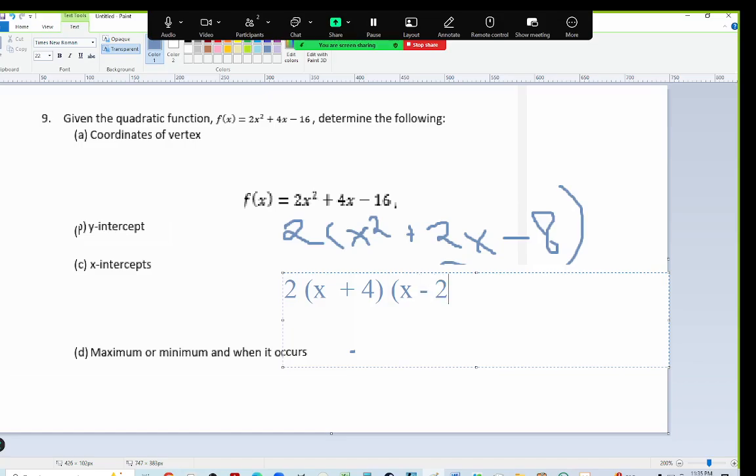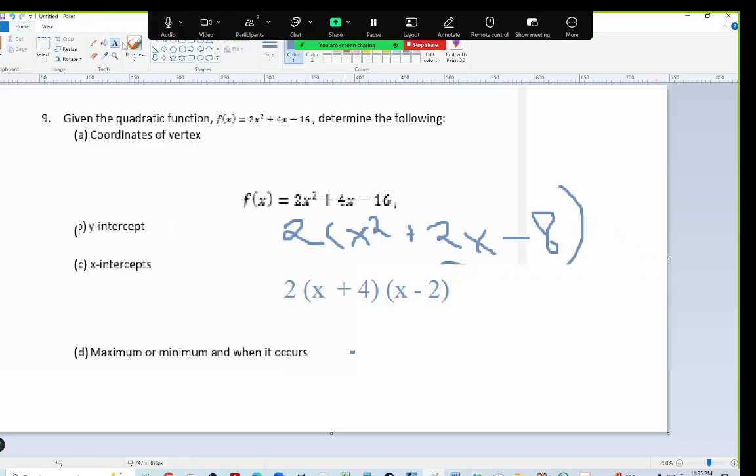If I wasn't sure that I got the right thing, I could expand it and see if it comes out to this here. It does. And that tells me my x-intercepts. What are my x-intercepts? 4 and -2. Almost. So it always does the opposite in there. So positive, -4, +2. -4 comma 0. And +2 comma 0.